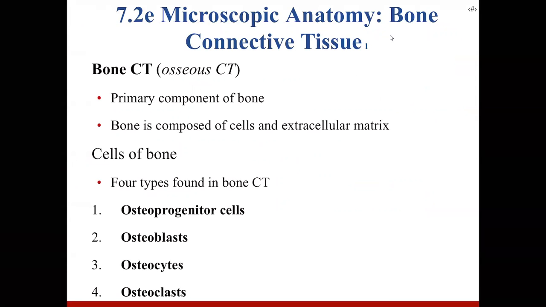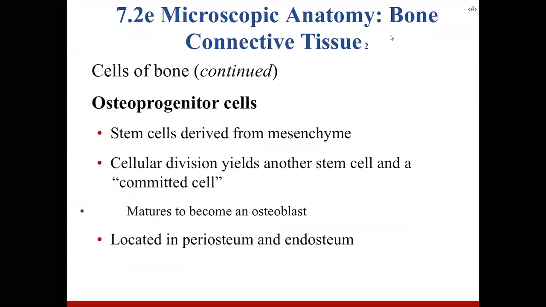Okay, now if we look at the microscopic anatomy, we're going to look at the types of cells that are actually in the bone. Each one of these has a slide. Bone is made up of cells and the stuff that's around the cells. There are 4 types of cells: osteoprogenitor, osteoblasts, osteocytes, and osteoclasts. I'll show you.